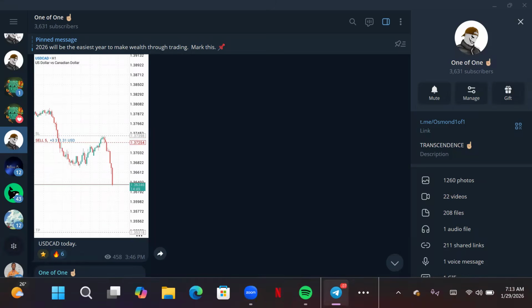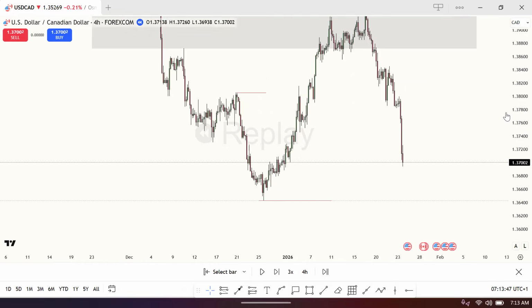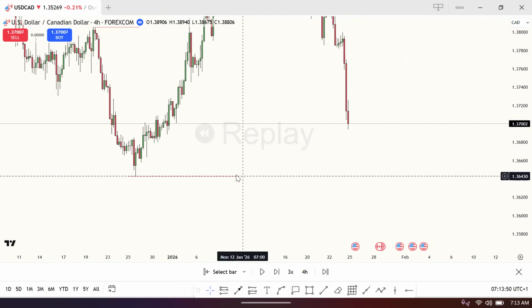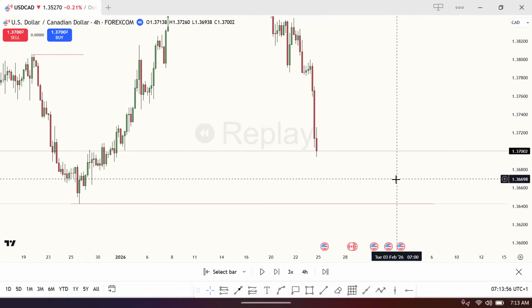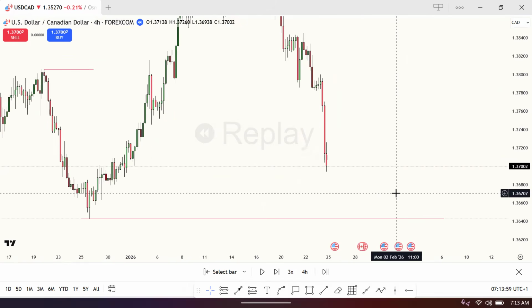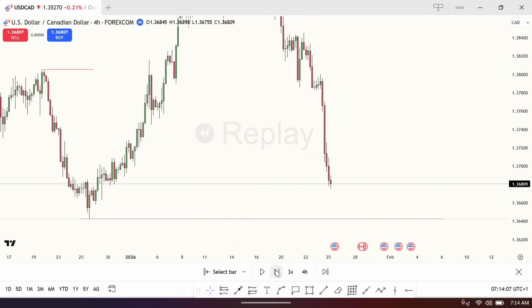What I shared to the members of my private community is this trade. I shared the 4-hour entry with them, but I had already entered before that. Now, this is the first draw on liquidity. And what I was doing here is waiting for a sub cycle in line with the controlling cycle, right? Very, very simple. It is something that always happens.